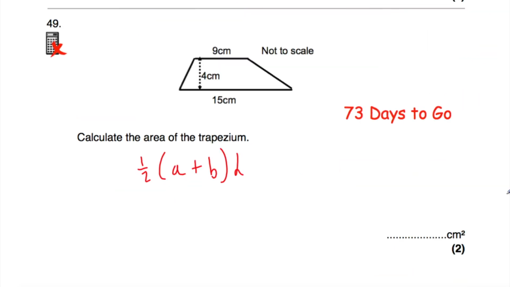Okay, next question. Okay, question number 49. And again, I wrote this down yesterday when we went through the hints. To find the area of a trapezium, this is a trapezium. To find the area of a trapezium, we do a half a plus b, the two parallel sides added together, and then multiply by the height, the distance between them.